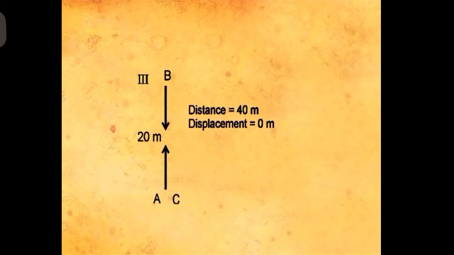Here the object is thrown vertically upward to the height of 20 meter, and it is coming back to the same position. So, the distance is 20 upward and 20 downward, which becomes 40 meter, and displacement is 0, because the final and initial positions of the object are the same.